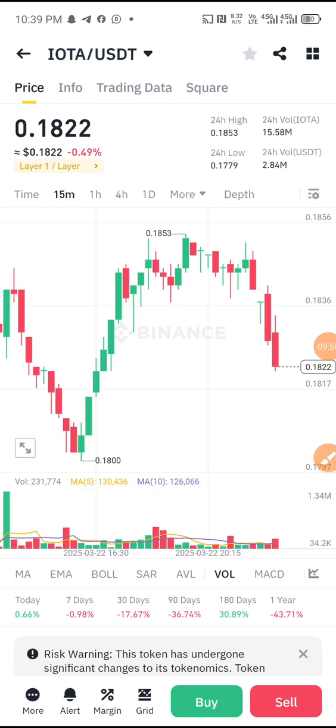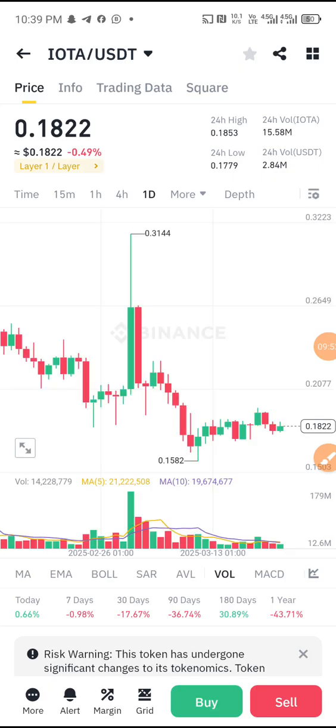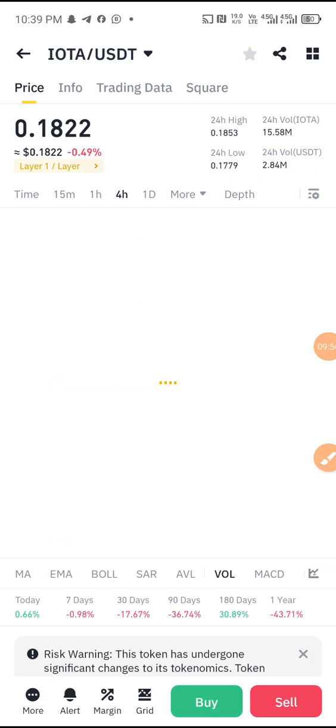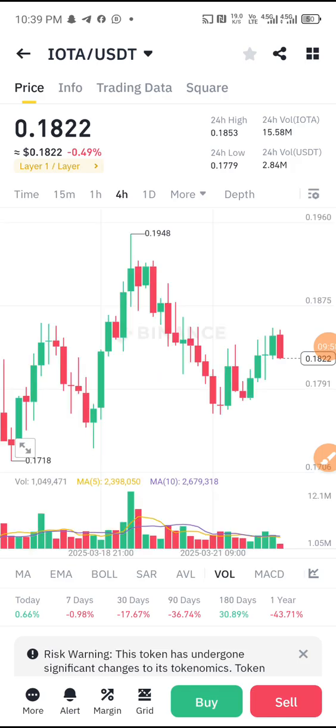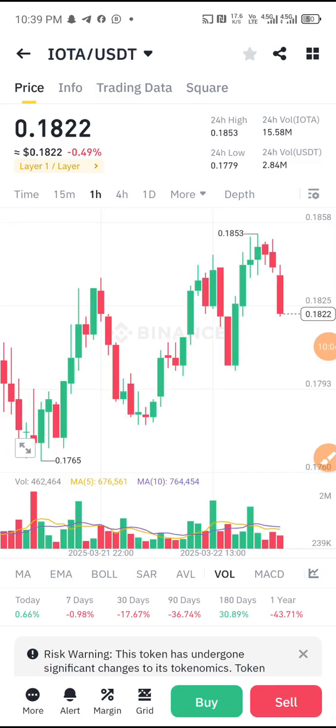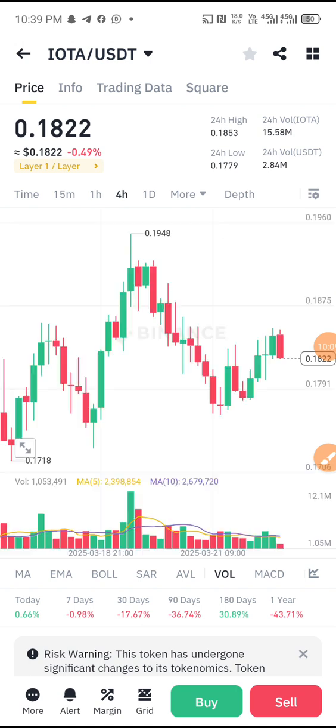Okay, so looking at the 1 day of this one, how has it been doing? It was doing well. What about the 4 hours? It was also doing well in the past 4 hours. But for the past 1 hour, it has started declining. Even for the past 4 hours, it started declining as well. So I'm not asking you to buy this particular coin. I'm only showing you how you can find your crypto trading signals on Binance.